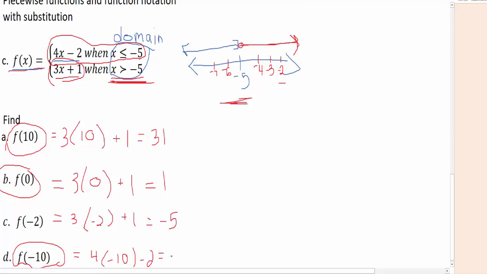Negative 40 minus 2, which is negative 42.